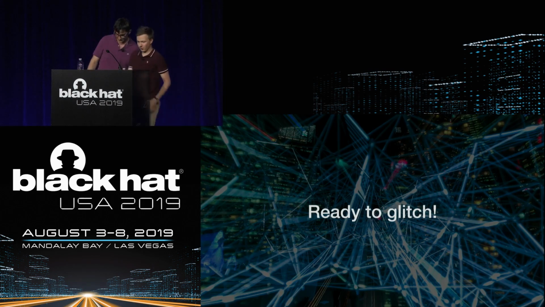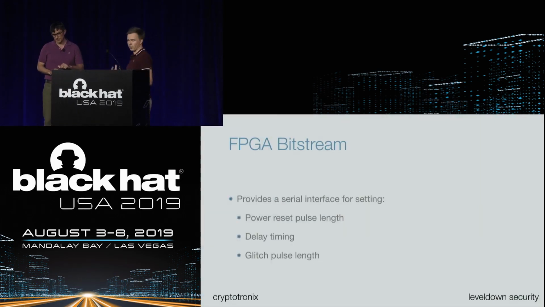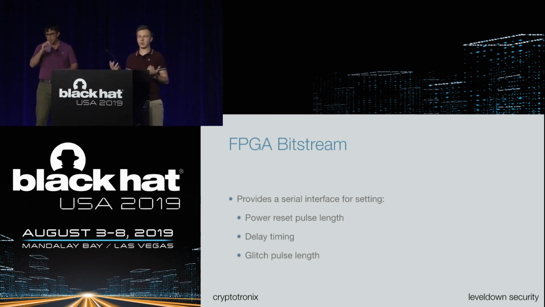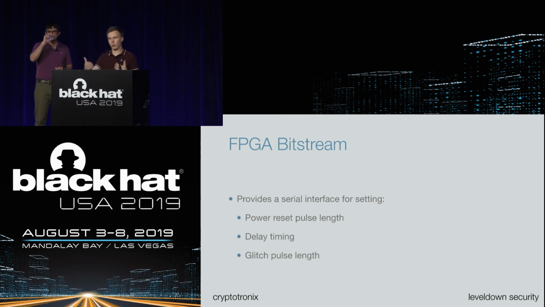Awesome. Yeah, so thanks, Josh. Now that we know all the components involved in glitching a board, let's actually go about doing it. As said, for the FPGA, we need a bitstream, which is basically the firmware of an FPGA. Our FPGA bitstream provides a very simple serial interface that lets you adjust the settings, such as the pulse width, the power reset, the delay between the trigger and the glitch, and also some other options, such as whether you want to power cycle the device on every glitch attempt.